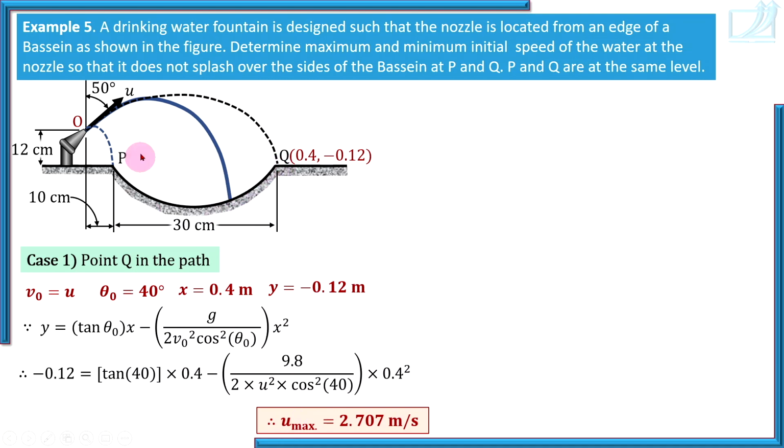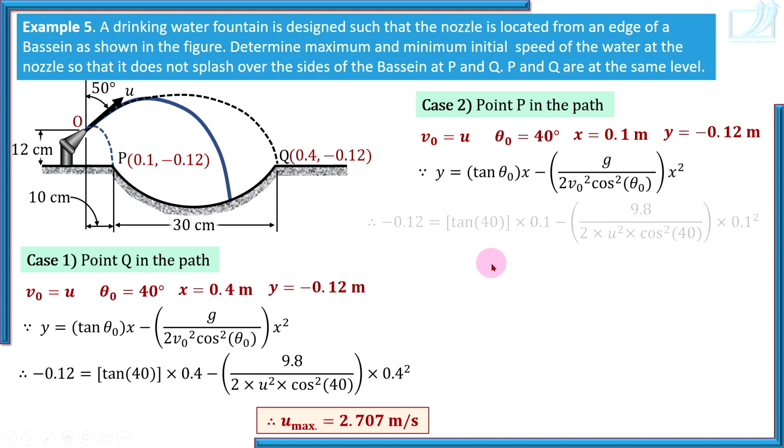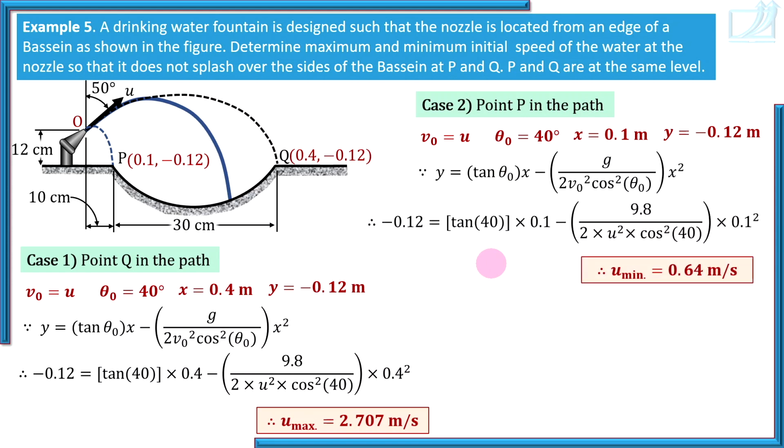Now we want to find the minimum value of u. So when u is minimum, the water just strikes point P. So case 2, and what is that case? Point P in the path. What are the coordinates of point P? 0.1 and minus 0.12. Now we want to find initial speed when point P is in the path. So just put these values in the equation of path and you will get the answer. Same calculations again. So these are the two values of initial speed.